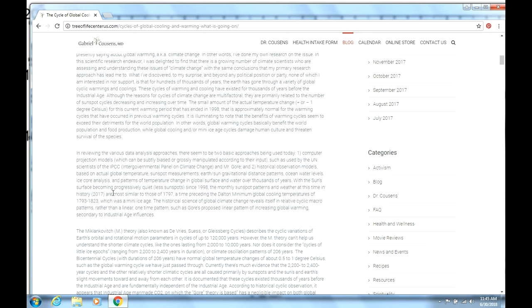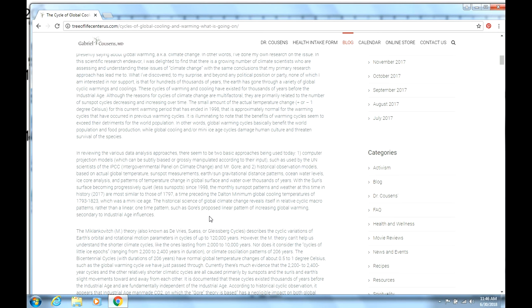Okay, so that's two completely different ways of doing research. One, computer based model, projection models, which can be manipulated, such as the United Nations scientists, and two, historical observation models based on actual global temperature, sunspots, measurements, Earth Sun gravitational distance patterns, ocean water levels, ice core analysis, etc. Okay, over the thousands of years. With the sun's surface becoming progressively quiet, meaning less sunspots since 1998, the monthly sunspot patterns and weather at this time in history, which was last year, are most similar to those of 1797, a time preceding the Dalton Minimum, global cooling temperatures of 1793 through 1823, which was a mini ice age.